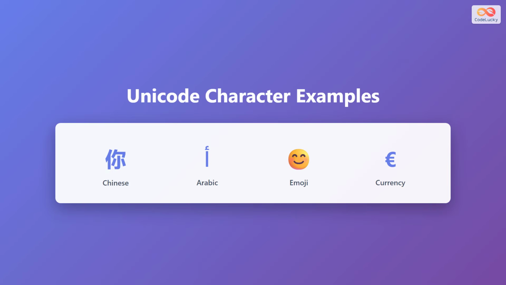Unicode includes characters from every language. Chinese characters, Arabic script, emojis, and special currency symbols like the euro sign are all part of Unicode. This universality makes modern international communication possible.